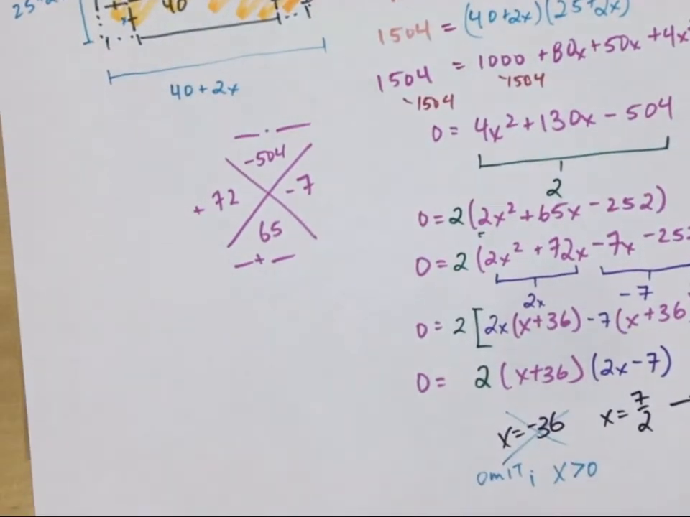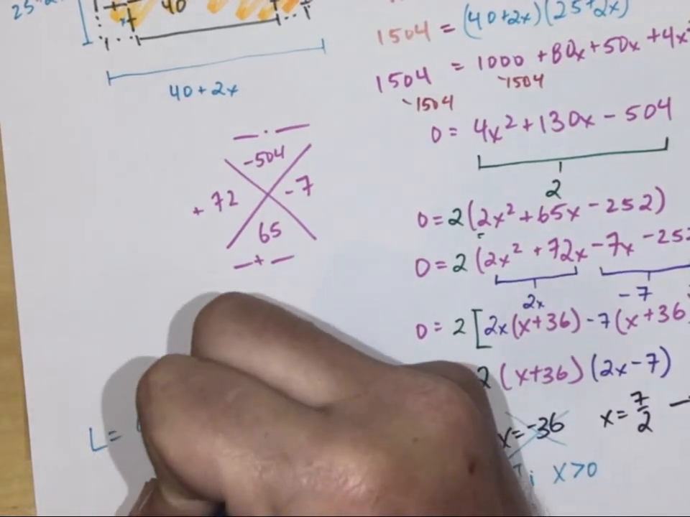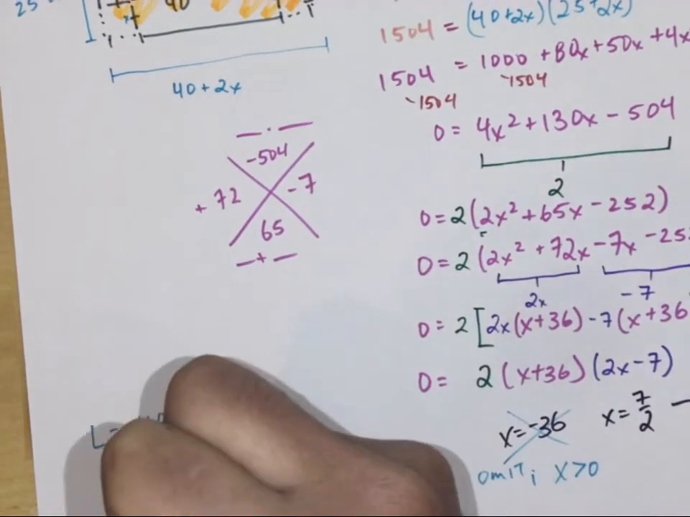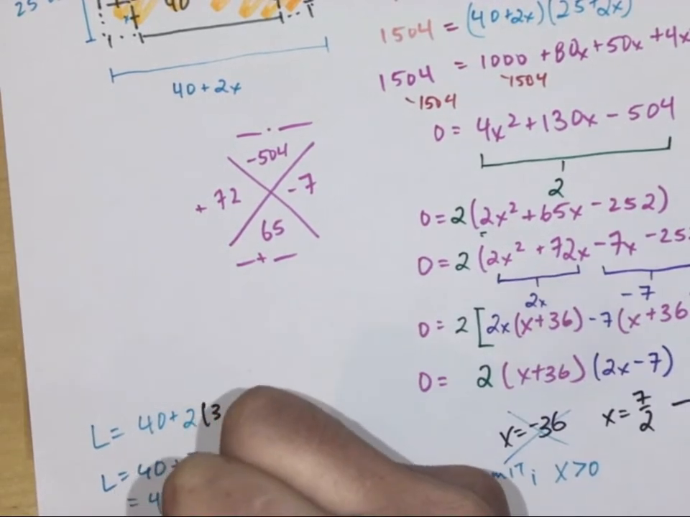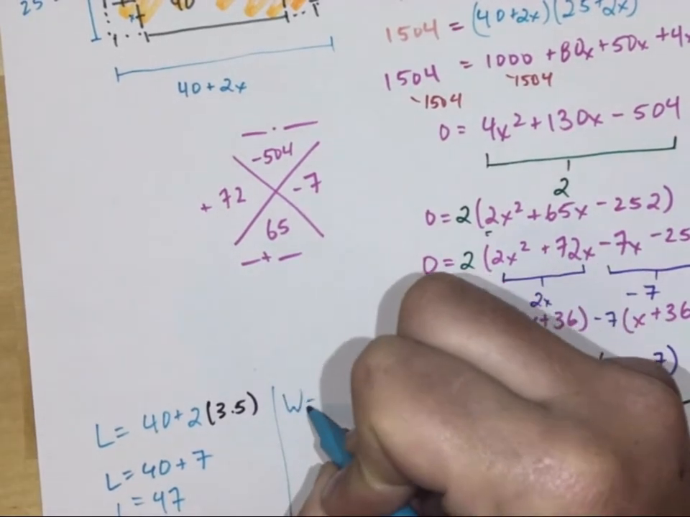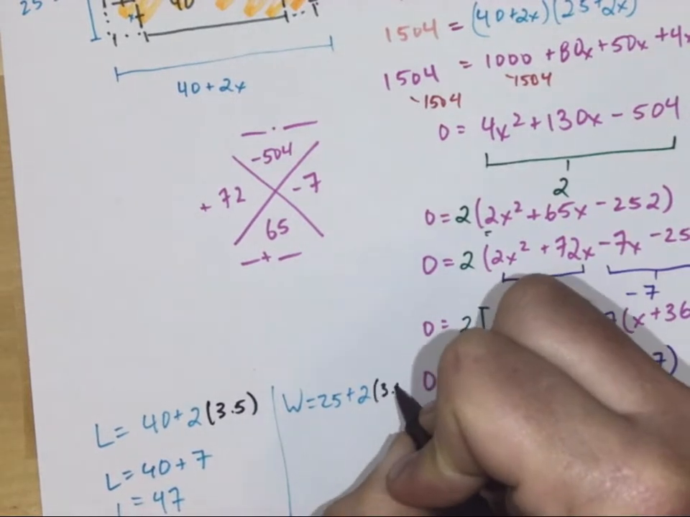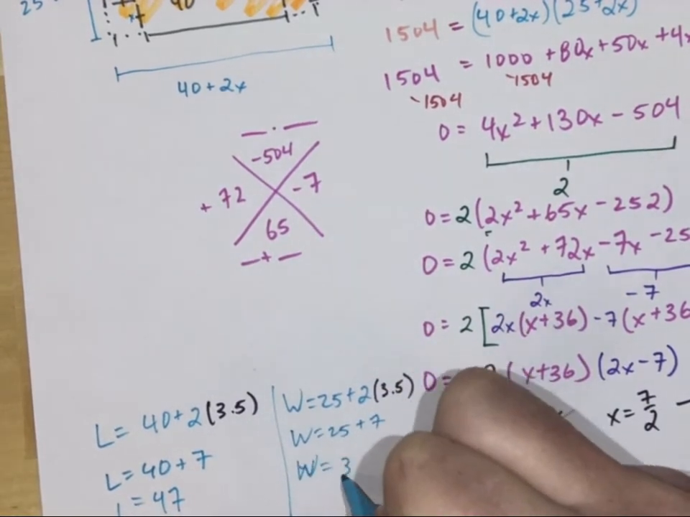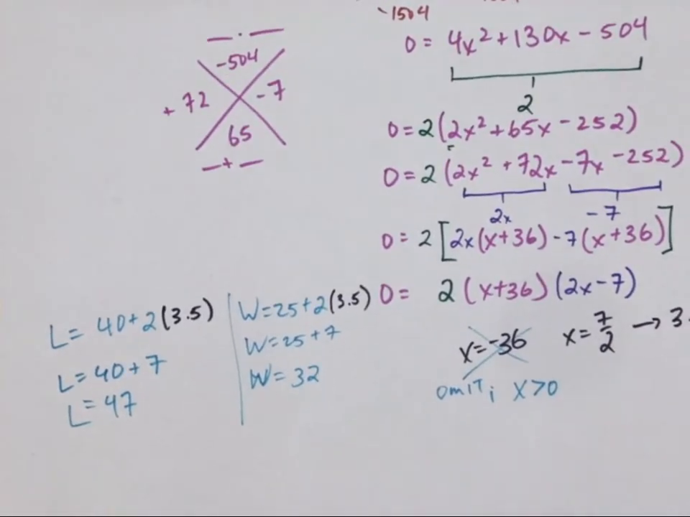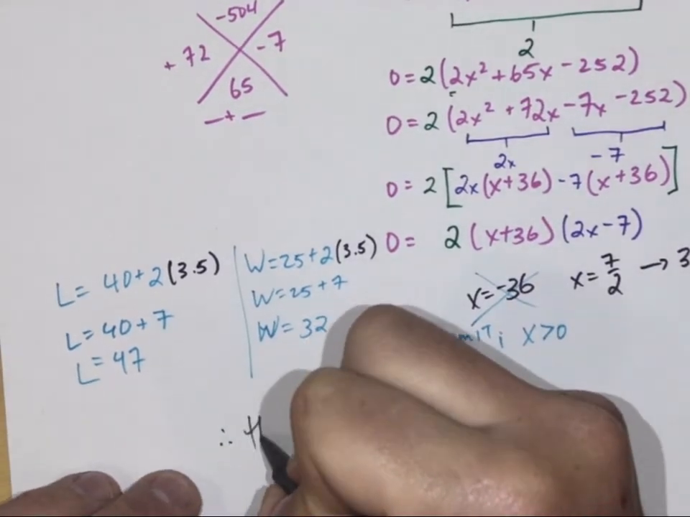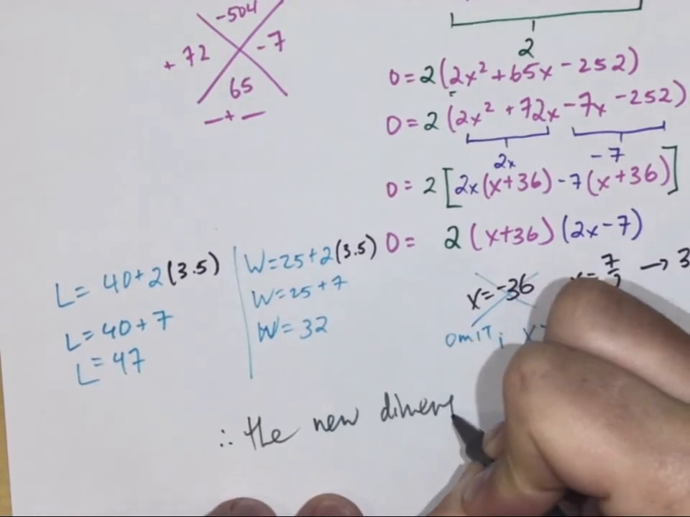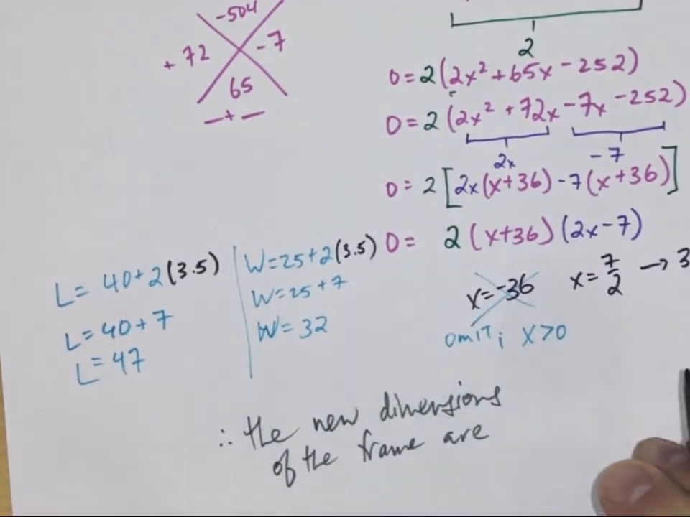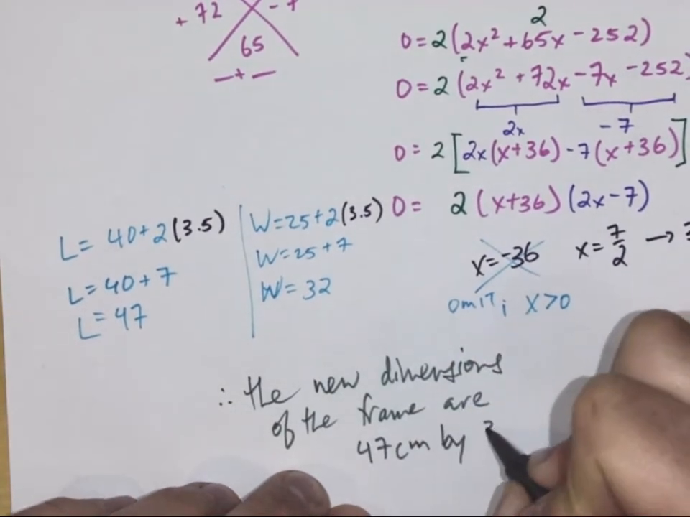Which means our new length and our new width, and there's the new dimensions of the frame. 47 centimeters by 32 centimeters.